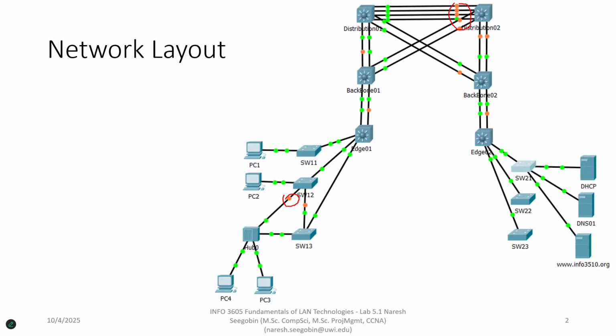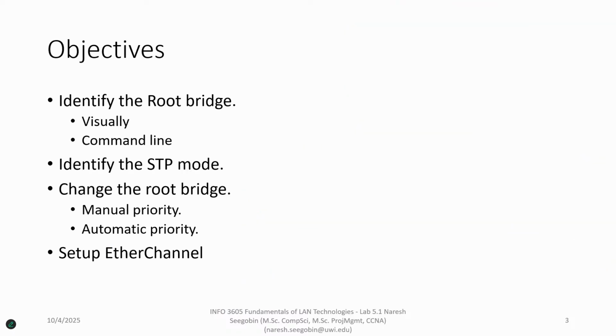All right, so let's continue. Right, so we're going to identify the root bridge visually and then with the command line. Identify the spanning tree mode, regular or rapid or PVST. Change root bridge. We have something called manual priority and we have automatic priority. And we'll go through some of these steps and see how it is. And then we're going to set up EtherChannel. And remember I told you about when you're doing interface range. This is where interface range can help you a lot as well because of how EtherChannel is going to work.